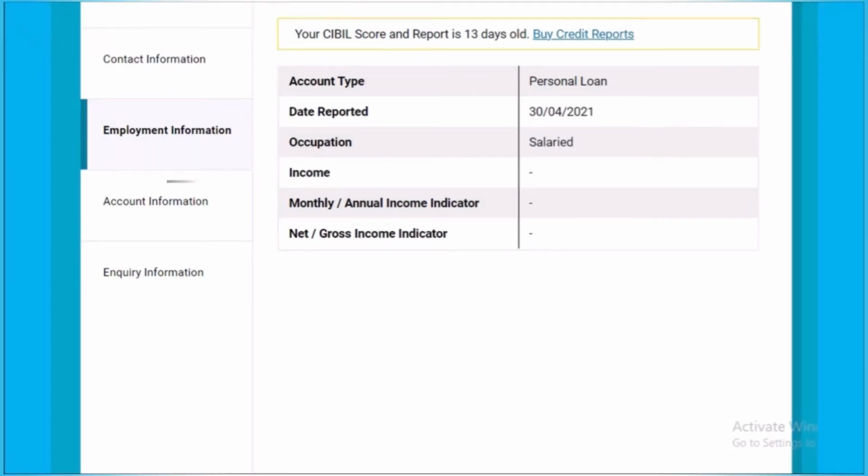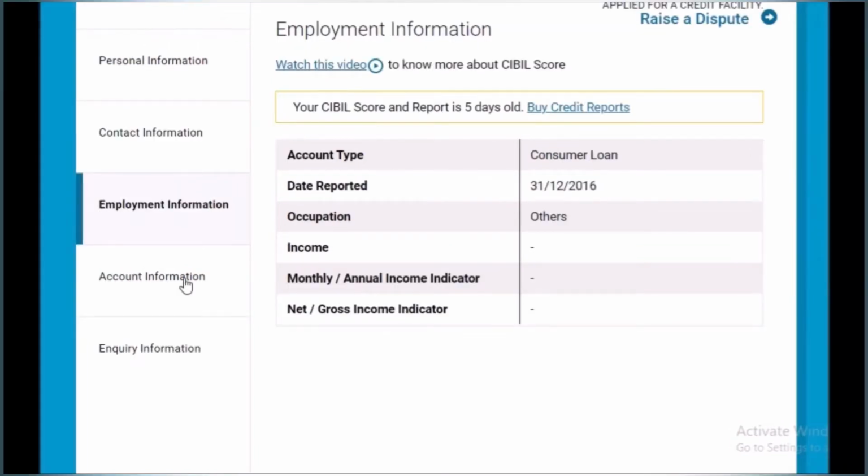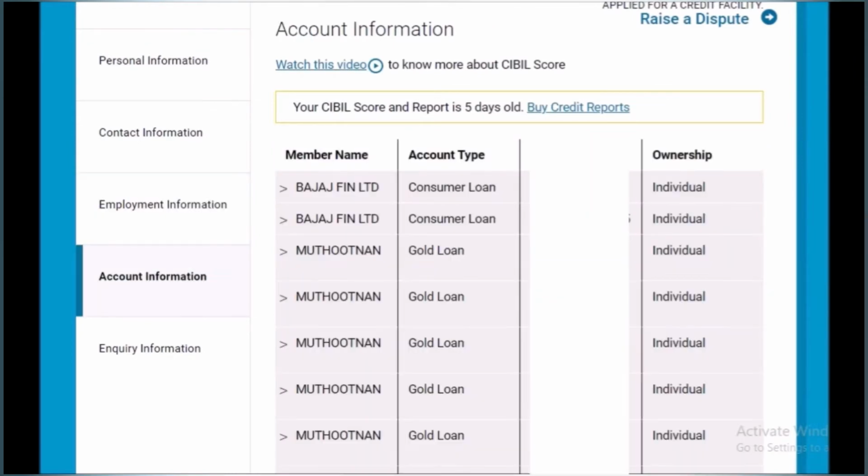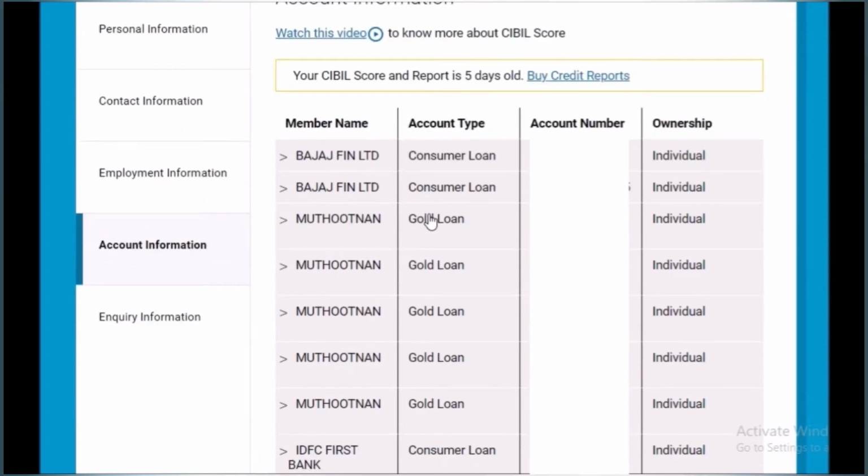After this, the next 2 information is the most important one in your credit report: account information and enquiry information. And also your CIBIL score is derived from account information and enquiry information. Click on account information and you'll be taken to the main page of account information. Here you'll find all the credits that you have taken in the past.